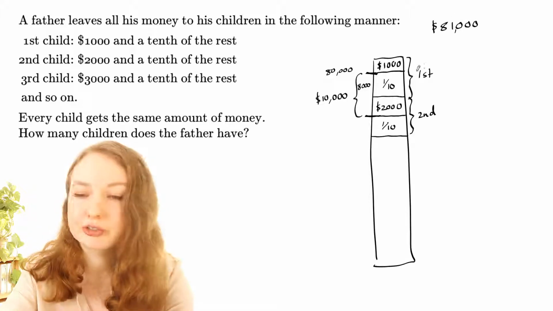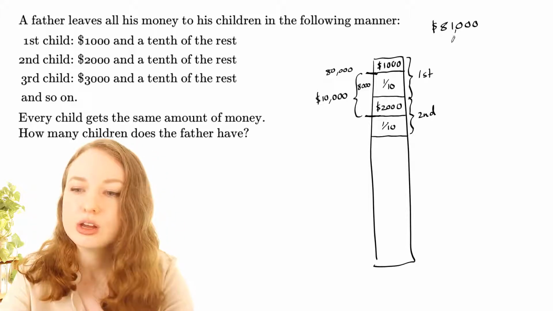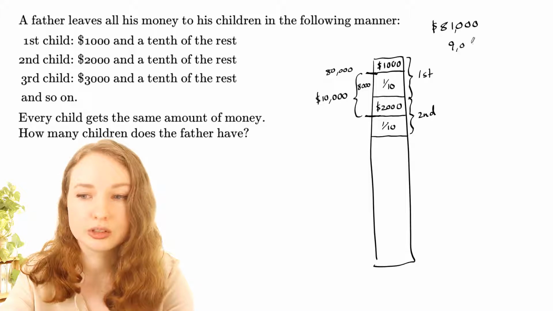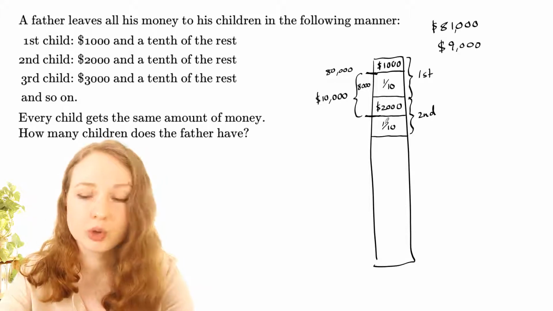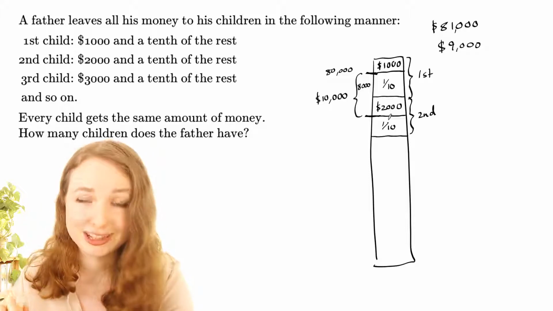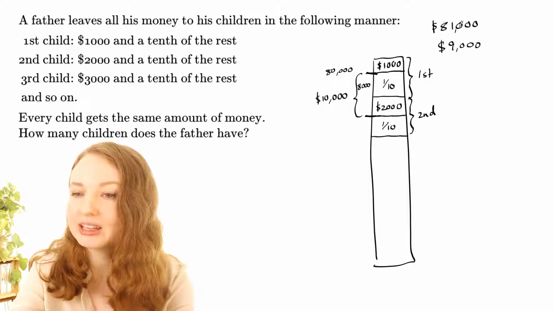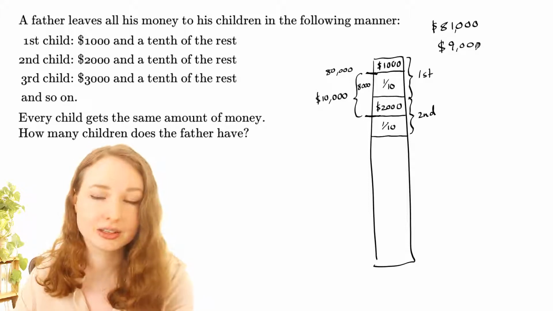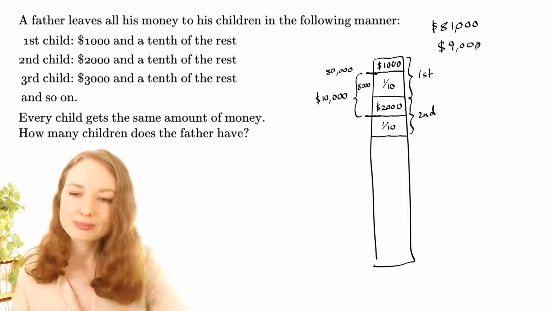Let's work out how much the first child gets. So that was 8,000 there, and you've got the 1,000 there. So $9,000 is what the first child gets. And then the second child will also get 9,000, if we've done things correctly. So we can work out how many children there are by doing 81,000 divided by 9,000. And that'll give you 9. So 9 children is the answer.